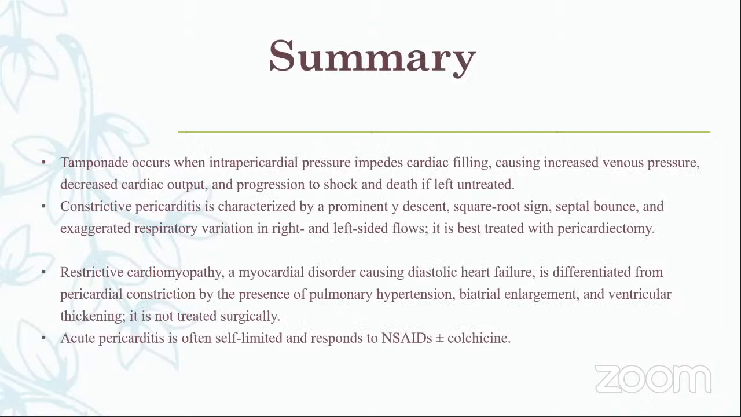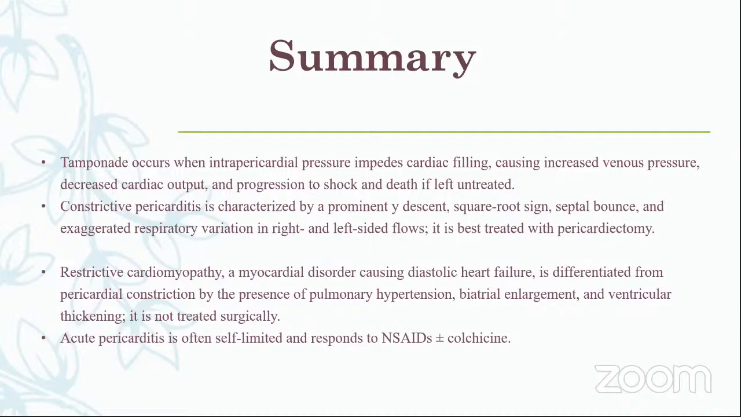So as a summary, tamponade occurs when intrapericardial pressure impedes cardiac filling, causing an increase in venous pressure, a decrease in cardiac output, and progression to shock and death if left untreated. Constrictive pericarditis is characterized by prominent Y descent, square root sign, septal bounce, and exaggerated respiratory variation in the left and right-sided flow, and it is best treated via pericardiectomy.